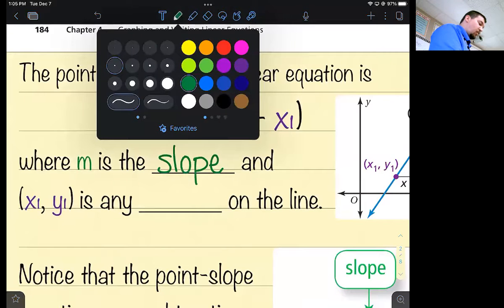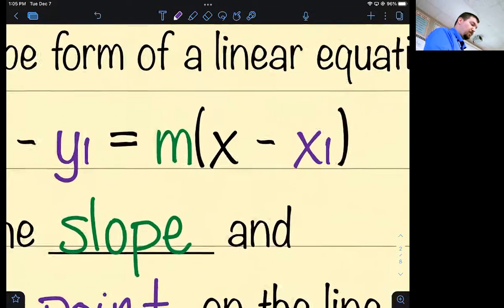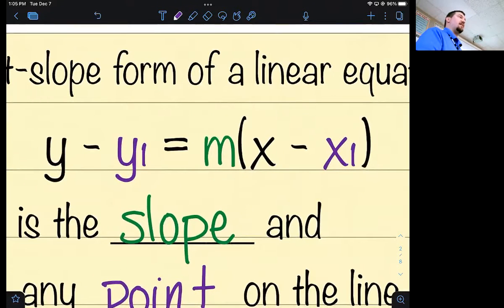And then x1 and y1 is any point, get it? Point slope form. Any point that's on the line. Not just the y-intercept, because that would be slope-intercept form, but any point on the line. The x1 and y1 that you see here in purple, that's the x value and the y value of that one point that you need. And the little 1 next to it is a subscript. That just means that it's not the x and y that are already part of the equation. Those are in black. I'm going to plug in for x1 and y1 with that one point that I'm using.